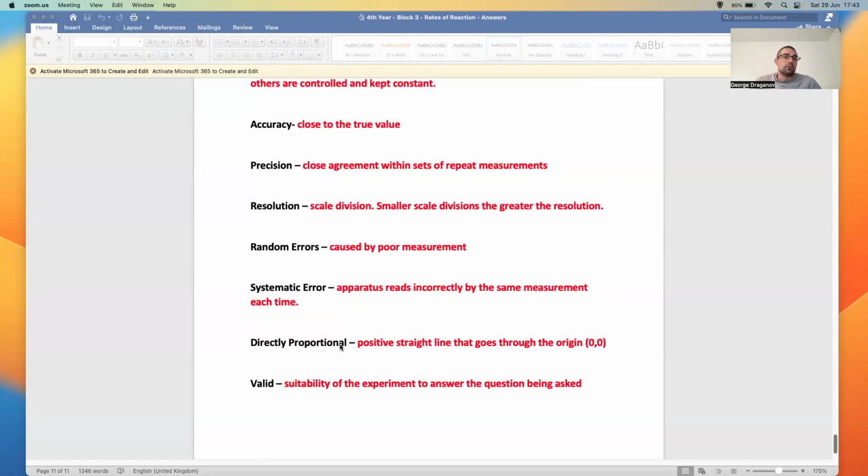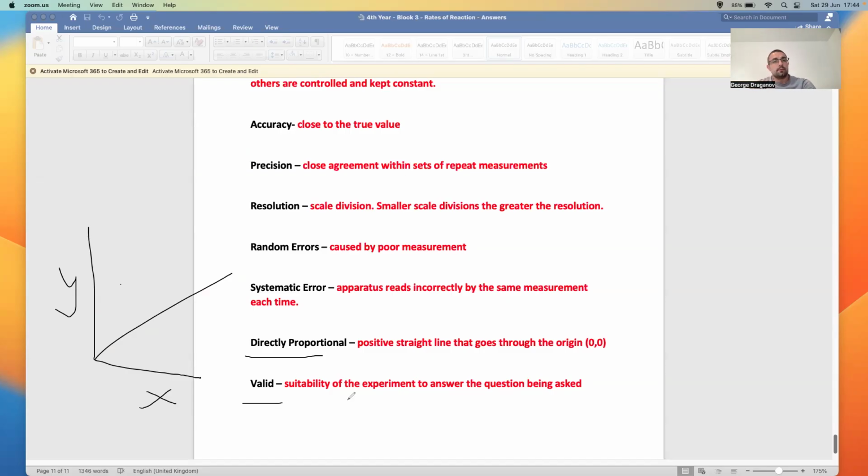Right, directly proportional. If someone asks you to describe a graph, and the graph happens to look like this, and you say as x increases, y increases, that's only one mark. Well, you have to say, if it goes through 0, 0, and it's a straight line, you have to say that x and y are directly proportional. So as you double x, y doubles.